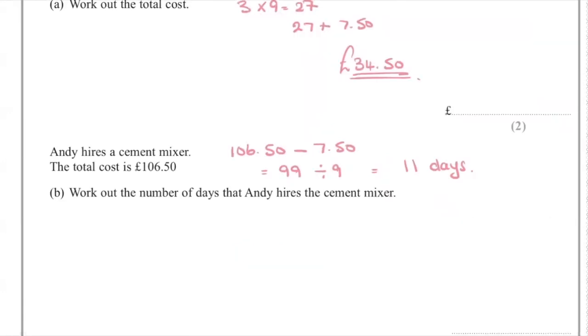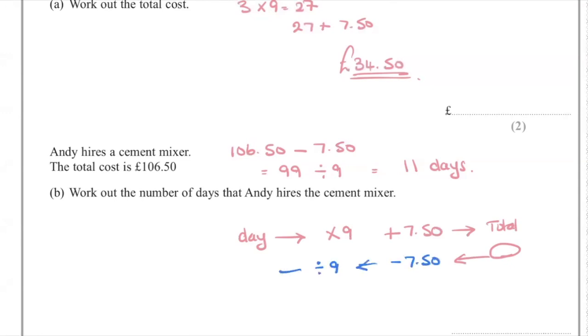Now, another way of doing that is to write the rule as a function machine. So you've got your days going in, they get multiplied by 9, you add 7.50, and then you get your total cost coming out. If you've been given the total, then you are going to start here going backwards. And as you go backwards, you do the opposite. Keep going backwards, do the opposite, and then you get your answer of days. So it's just another way of setting it out and just thinking about it.